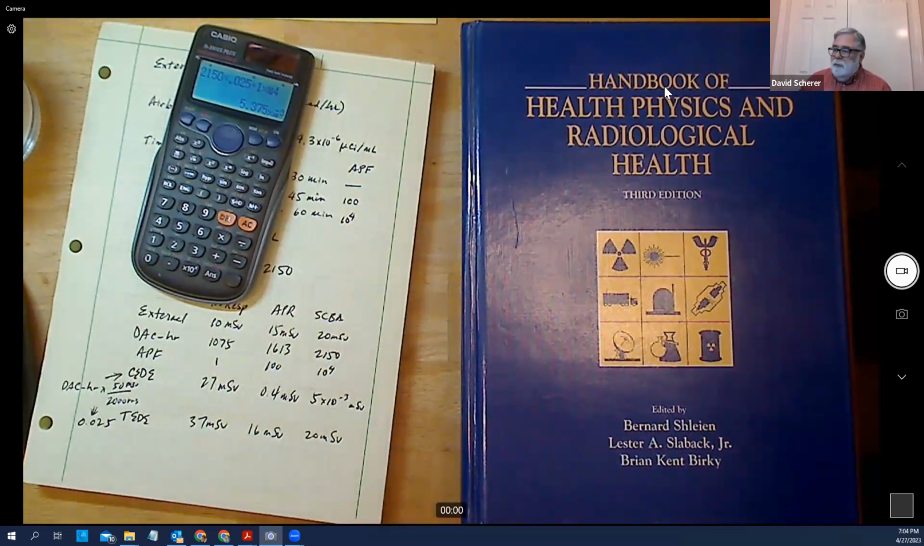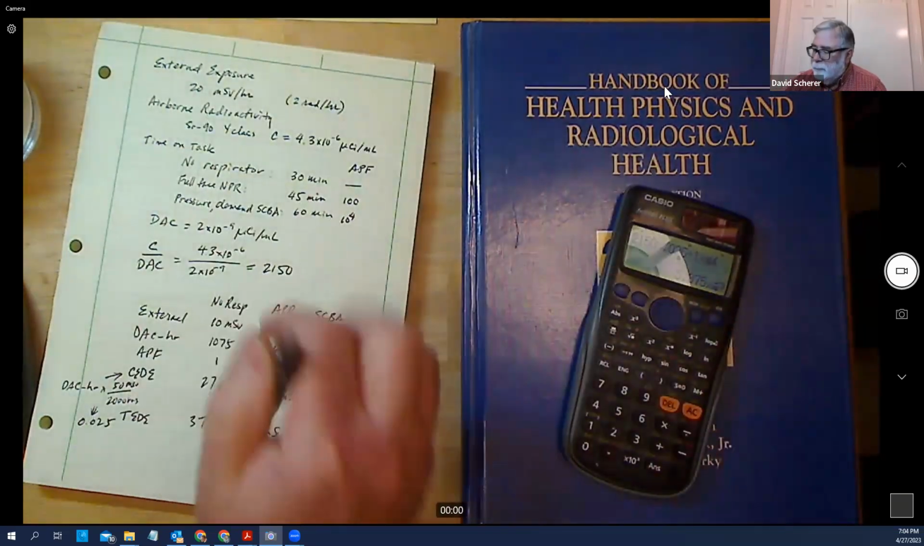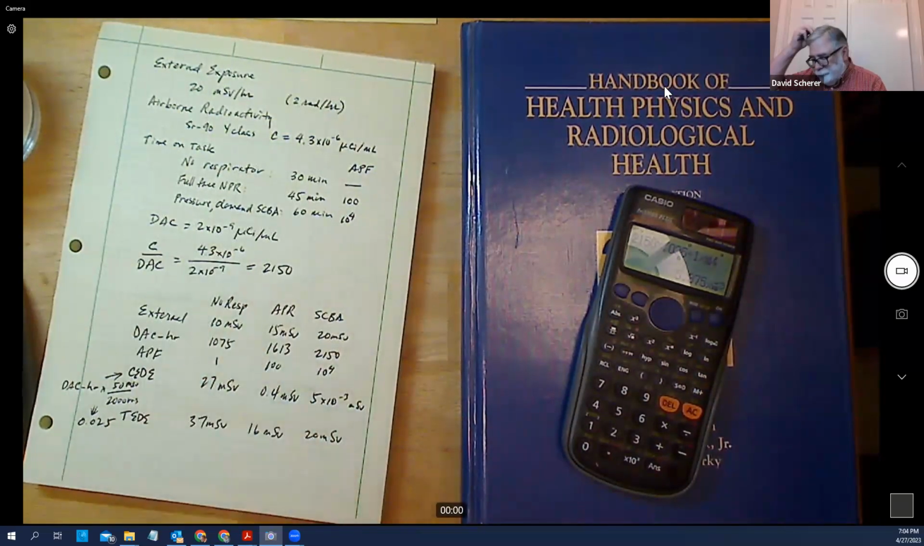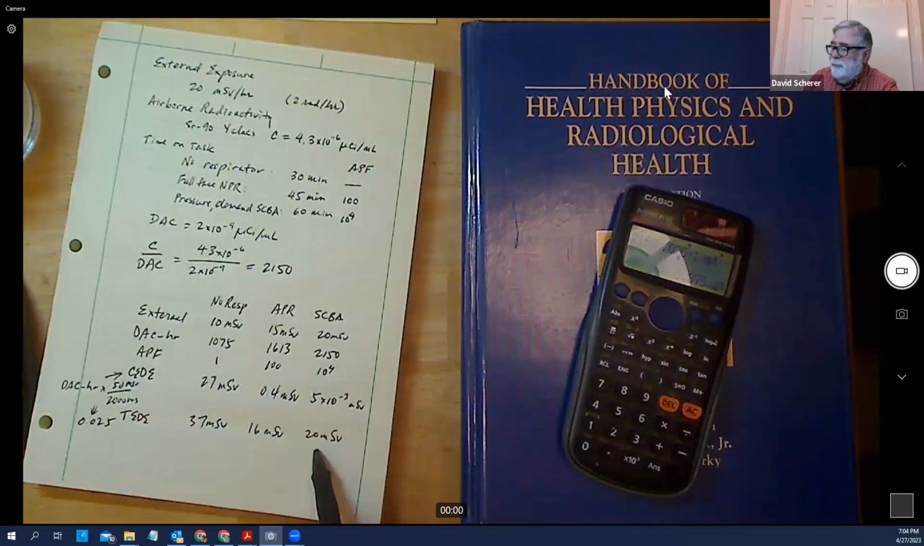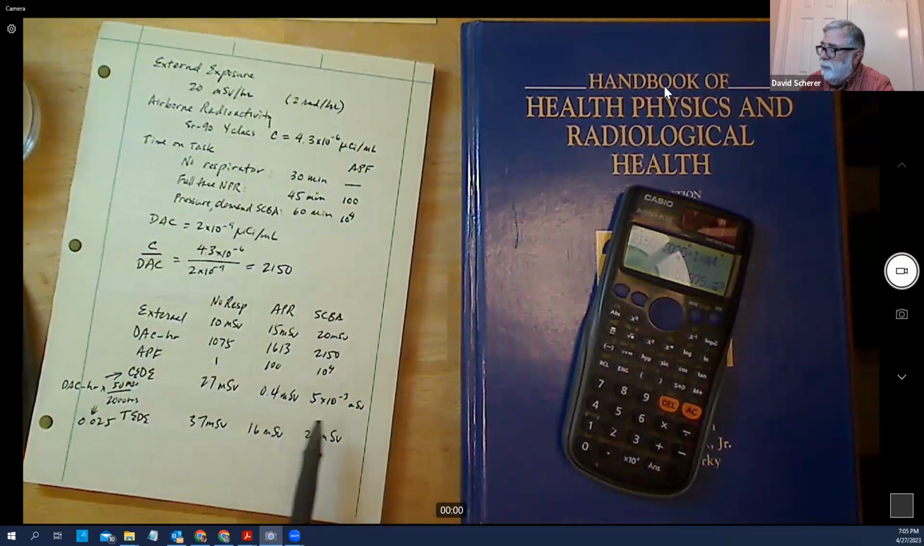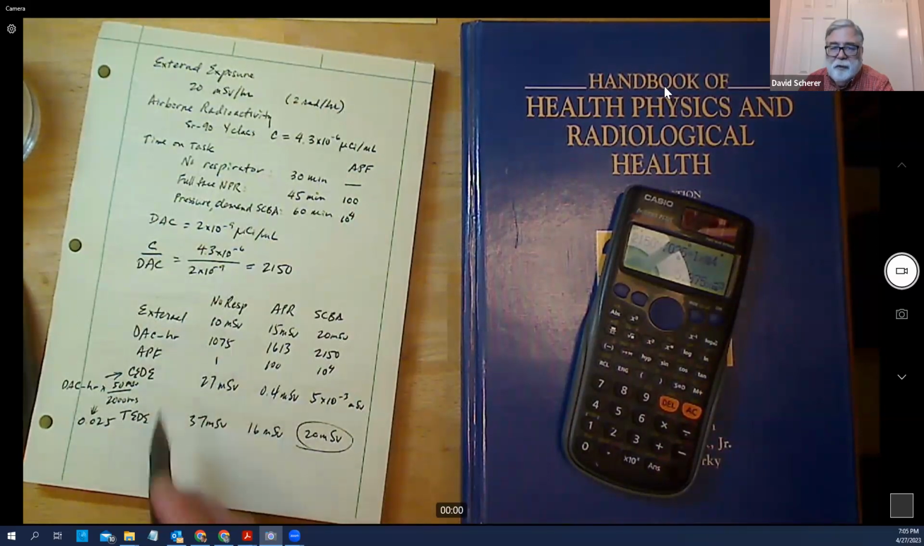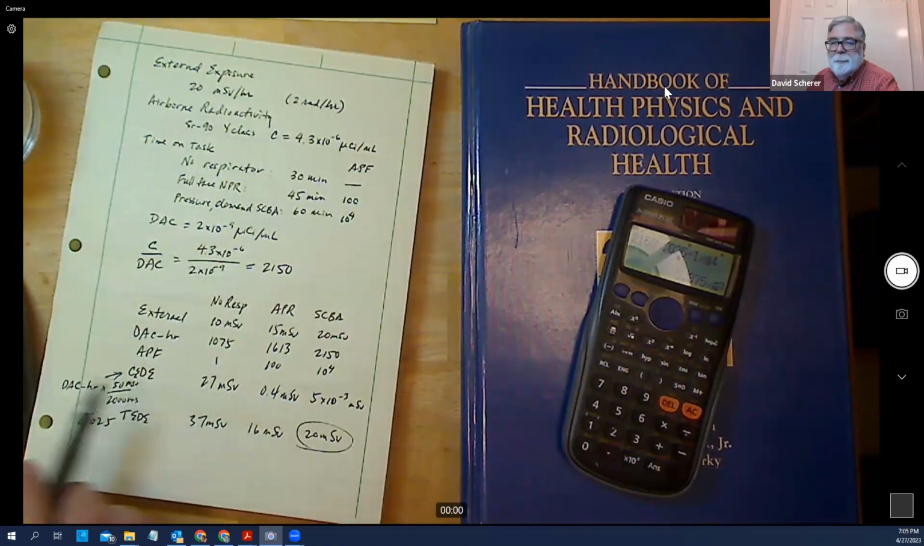So even though we have a very high concentration, 2000 times the DAC, going to the highest respiratory protection gives us more dose than if we go to a moderate level of respiratory protection. If we were overly concerned about internal exposures and we put the person in the SCBA, they'd end up with a higher dose than if we just had them wear a negative pressure respirator. And the highest dose of all comes from just wearing nothing, just going in and doing the job as quickly as possible. Okay?